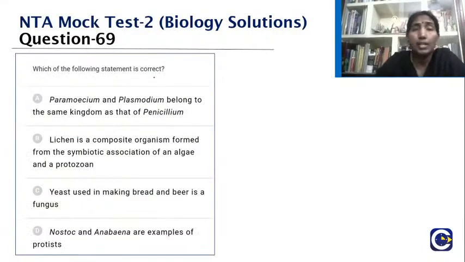Which of the following statements is correct? Paramecium and Plasmodium belong to the same kingdom as that of Penicillium. Lichen is a composite organism formed from the symbiotic association of an alga and a protozoan. Yeast used in making bread and beer is a fungus. Nostoc and Anabaena are examples of protists. So they want a statement that is correct. First you should be very clear.